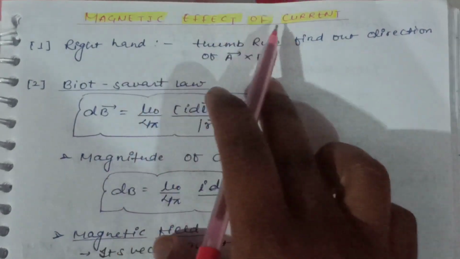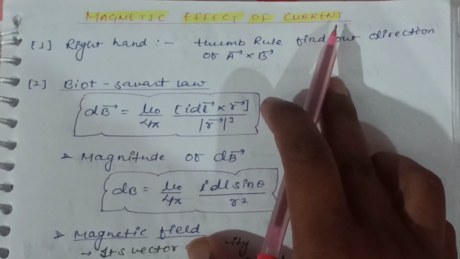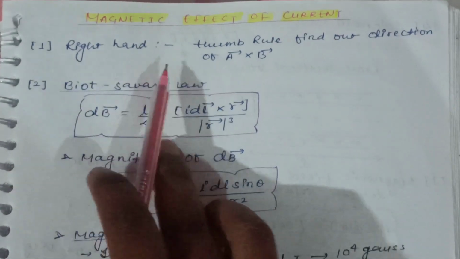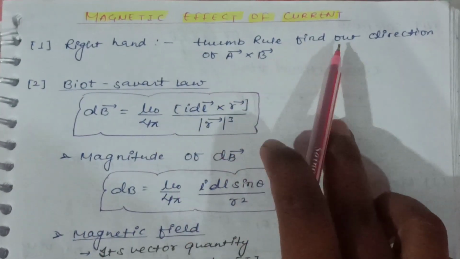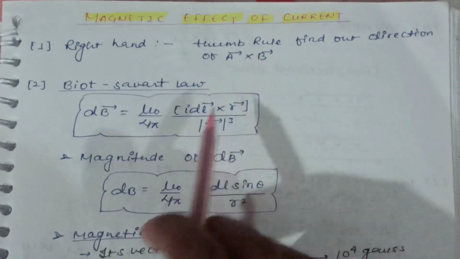Now, magnetic effect of current chapter. Short notes. Right hand thumb rule: find out the direction of A vector cross B vector.